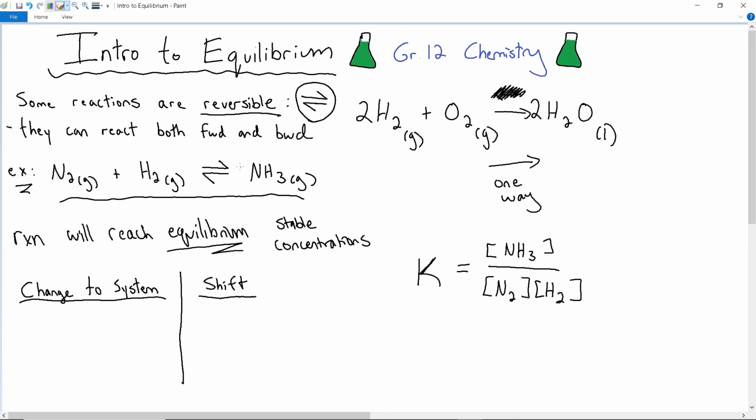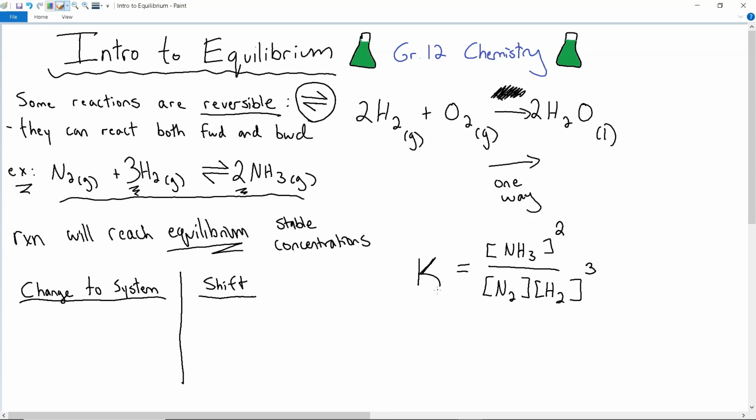So I need 2 nitrogens over here, and in order to balance the hydrogens, I would need 3 here. So we have our equilibrium concentrations here, but our mole ratios also need to be represented in this equation. So whatever coefficient we have in front of our products or reactants is actually going to be an exponent. So we have a 2 for NH3, and we have a 3 for H2.